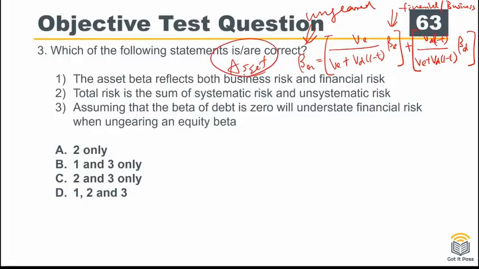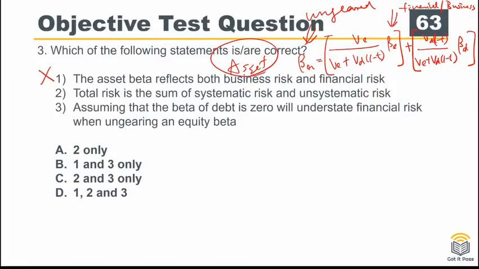So in other words, the asset beta only reflects business risk. It doesn't reflect financial risk because it is not considering the capital structure. So the first statement is not correct, because no capital structure or financial risk is considered under asset beta.